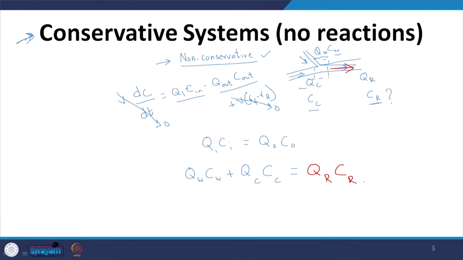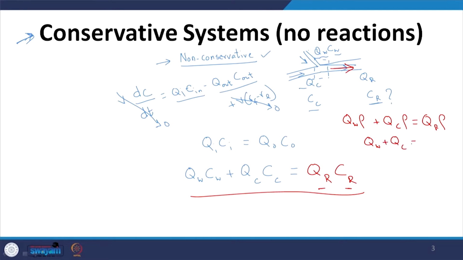So, that is what we have. But how do I get this? It seems like I have only one equation and two unknowns here. So, I can also apply the balance over the mass of water itself. Q waste into density of water plus Q canal into density of water is equal to Q river into density of water. Assuming that the density of water is the same, what do I end up with? QW plus QC is equal to QR. Obviously, we can understand that without looking at this equation 2.